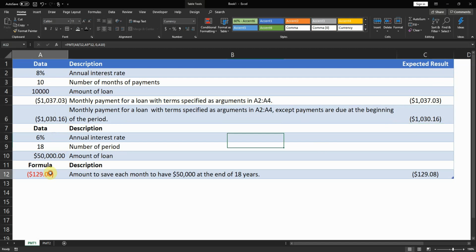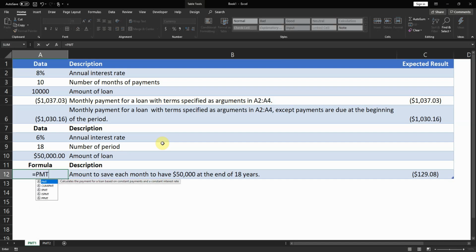And then here we have, so what's that? For this one, we are going to compute the amount to save each month to have $50,000 at the end of 18 years. So how are we going to do that? That's PMT. And then our rate is annual interest. Of course, we want to know the amount monthly, so we'll have to divide it by 12.